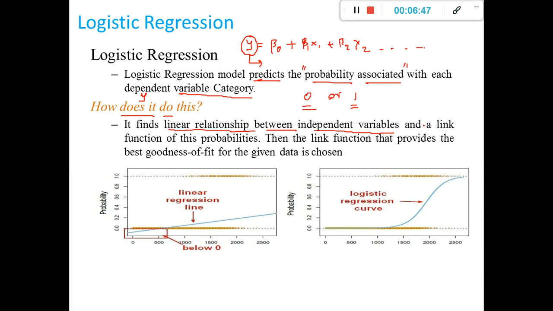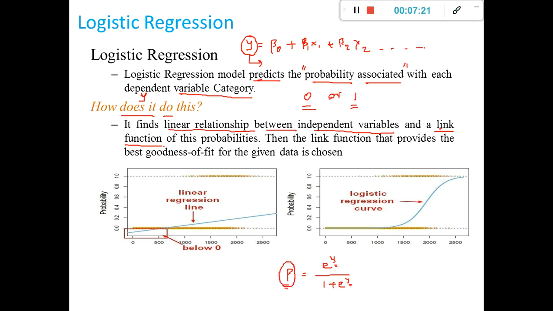Then this value of y will be associated with a link function internally by our algorithm, okay? That link function gives me the probability. So to get that probability, the link function is p equal to e to the power y divided by 1 plus e to the power y, right? So whenever I get this y value, it will be replaced over here. E is a constant value and it gives me the probability.